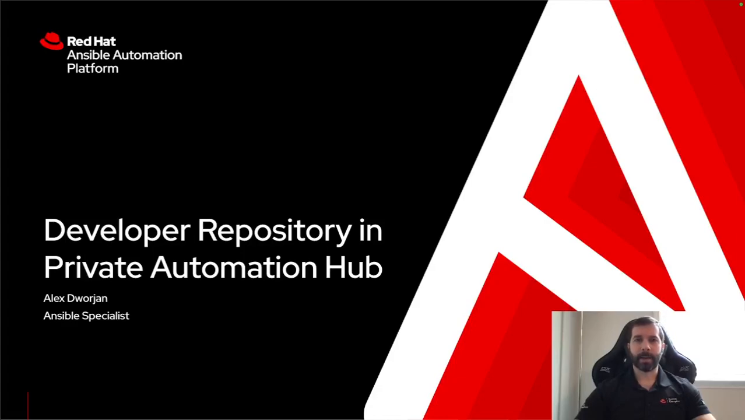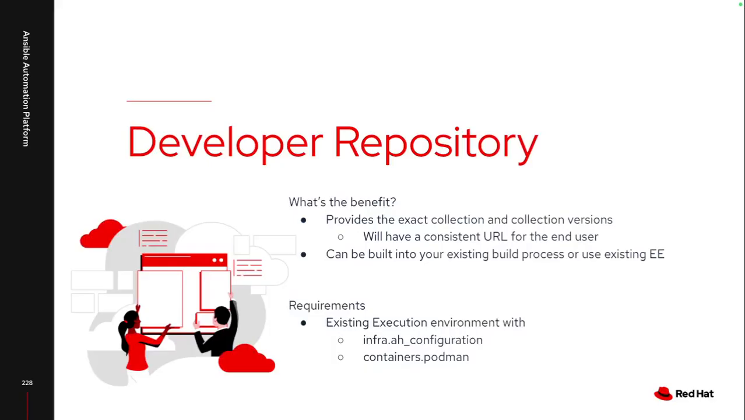I'm an Ansible specialist, and I'm going to be walking through how I can create a repository inside Private Automation Hub that includes the exact collection and versions that I've built into my execution environment. So what am I doing and why is it actually helpful?